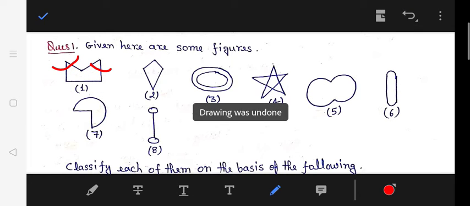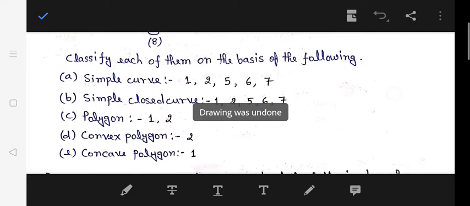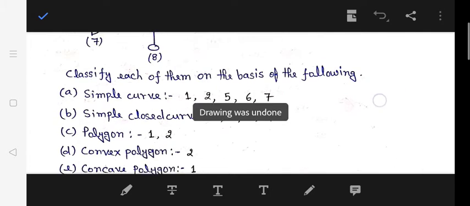It means in the first diagram all the angles are less than 180 degrees, but here in the other diagram you can find this angle is more than 180 degrees. Here this angle is more than 180 degrees. So if in a polygon one angle is more than 180 degrees, that is called a concave polygon. It means the first one is the concave polygon. So here I have written first one is concave polygon.